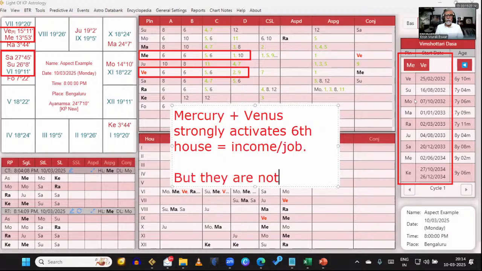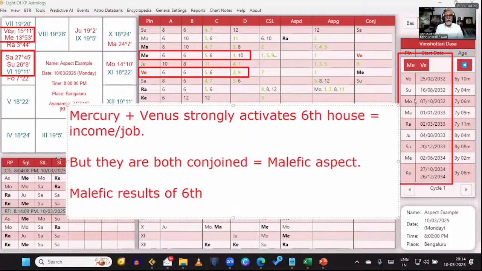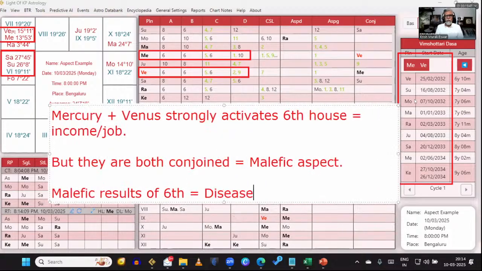But they are both conjoined. That means malefic aspect. What will happen? Job will not be very highly supportive. Instead, malefic results of the sixth house will be experienced by the native. What is this? Disease. Disease will accelerate for this person during this period, not necessarily job. Okay, so just keep this in mind, the malefic results, because they are both conjoined with each other.